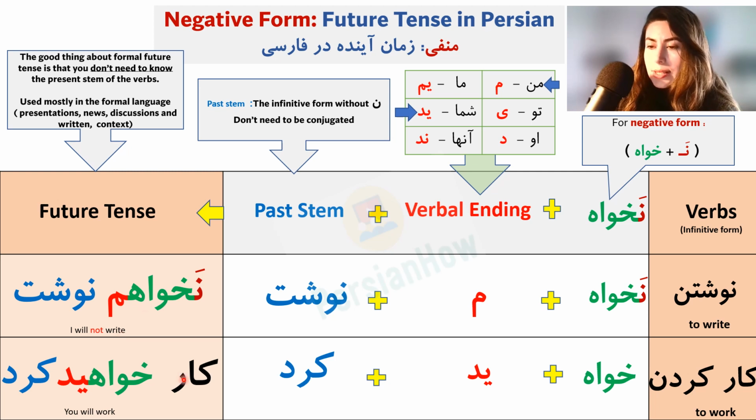And the same for the second one. So kha here needs to be replaced with nakha. So kar khahid kard. Khahid will be replaced to nakhahid. So kar nakhahid kard, it means you will not work.